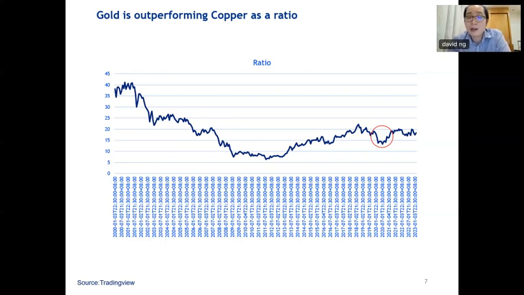So with that in mind, I think copper is a very good indication of where the economy is going to go. If copper prices continue to decline and gold prices start to go higher, this ratio is going to go further down, and that will tell you that copper is way underperforming, and this gives you an indication as to how strong global economic growth is going to be.